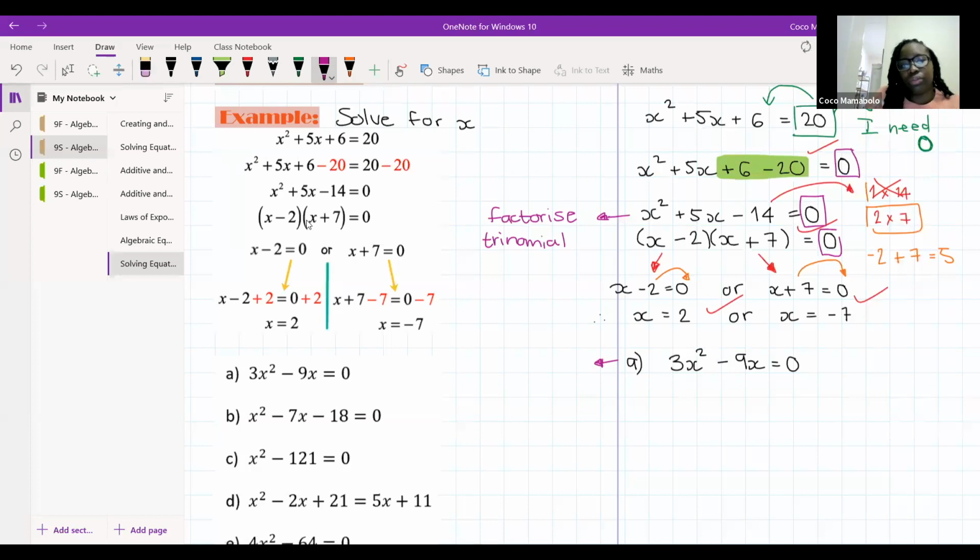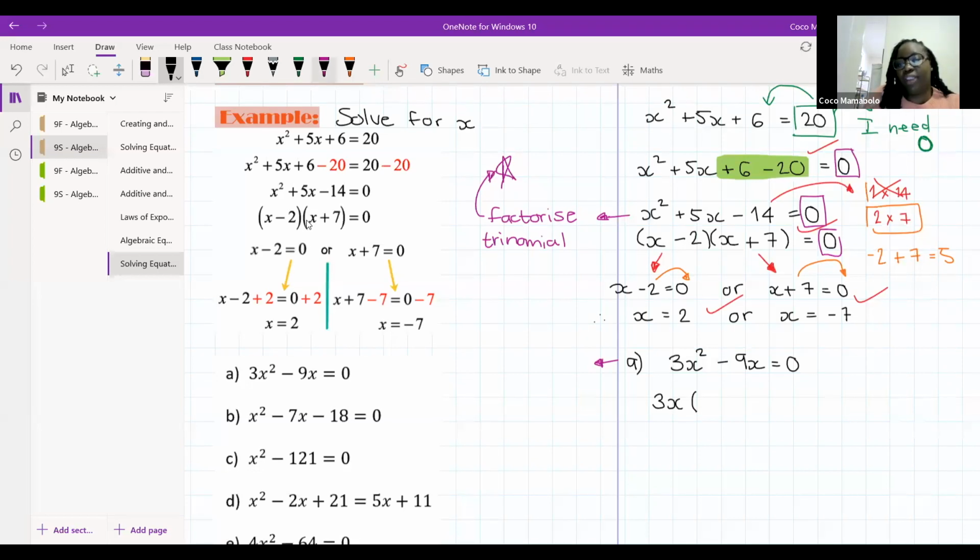We can take out the common factor. Yes, we factorize. What is the common factor, by the way? X. Just X? Numbers can be common factors too. 3x. Good. So I'm going to open a bracket because I've taken 3x out as a common factor.